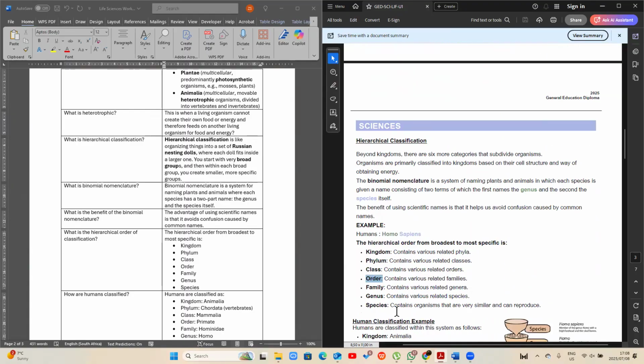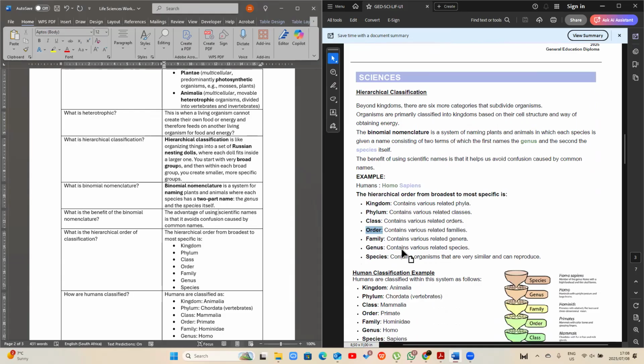Before we understand the different levels of the hierarchical classification, we do need to understand firstly what the binomial nomenclature is. And this is an important system that allows us to use the hierarchical classification, because the binomial nomenclature is a naming system for plants and animals where each species has a 2-part name. It's going to have the name of the genus and the name of the species itself. Let's quickly look over here at our notes.